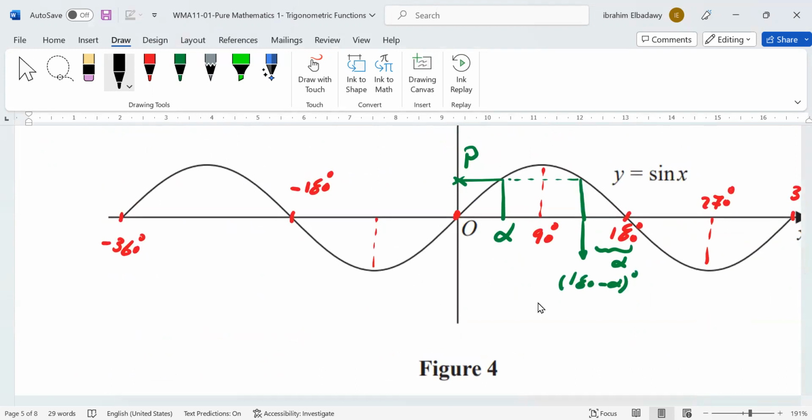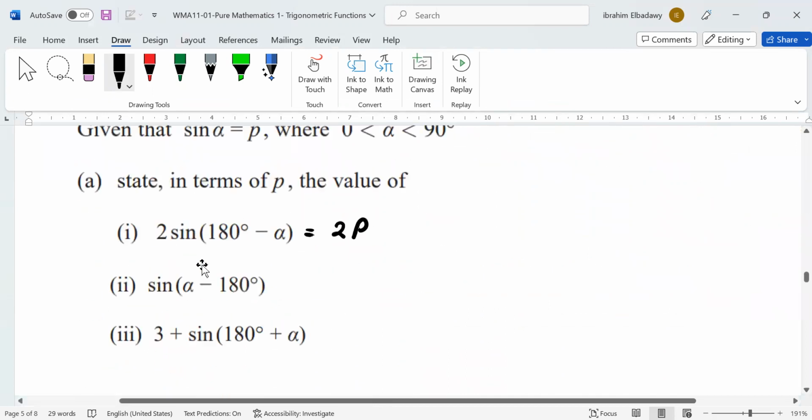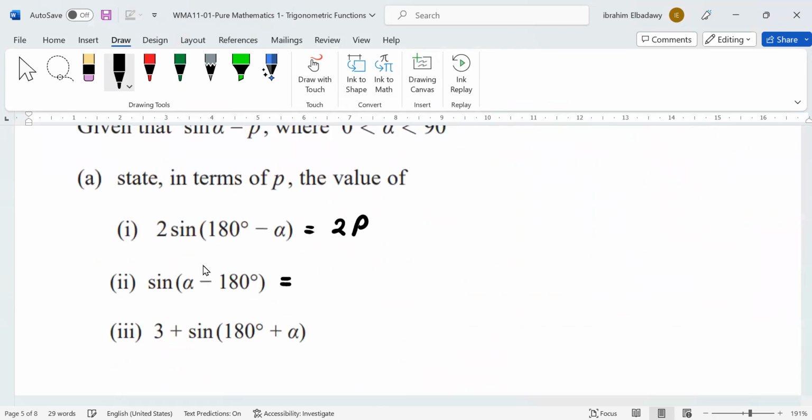Look, this is the point, and here this value is alpha. About negative 180 plus alpha, or alpha minus 180, it will be this point. Actually, this point is equal to negative b. Because the curve is downward here, it will be negative b, not b anymore. So at this part, you can write this value equal to negative b.